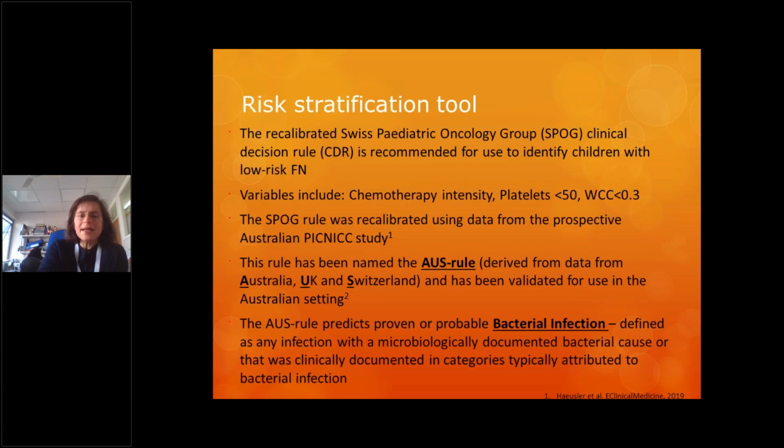They used a risk stratification tool to define these 39% as low risk, which includes three criteria: chemotherapy intensity, platelets, and the total white cell count. And this prediction rule has been validated to predict bacterial infection.